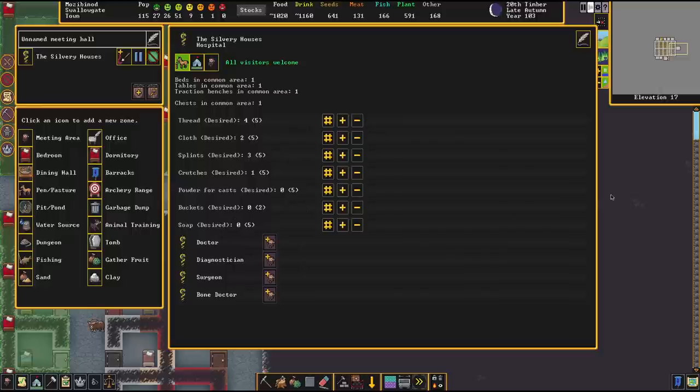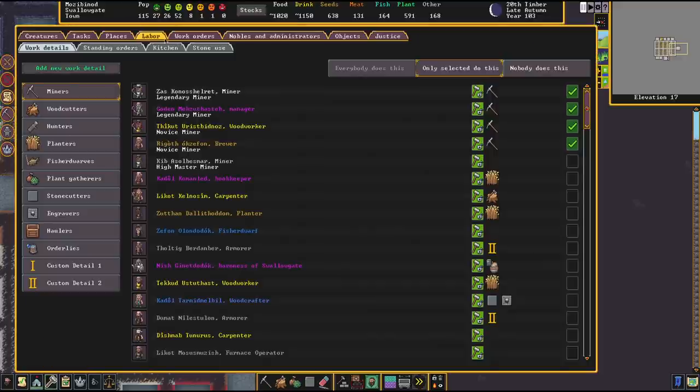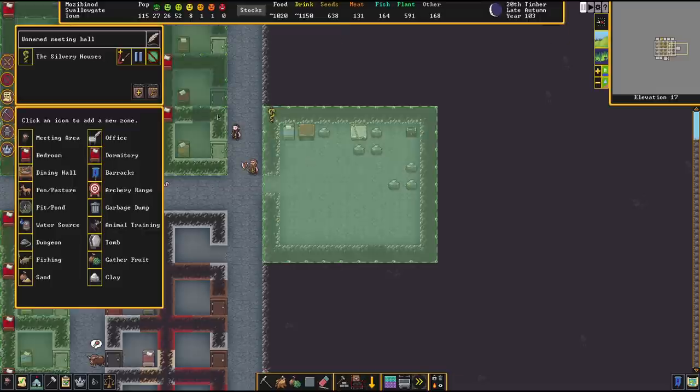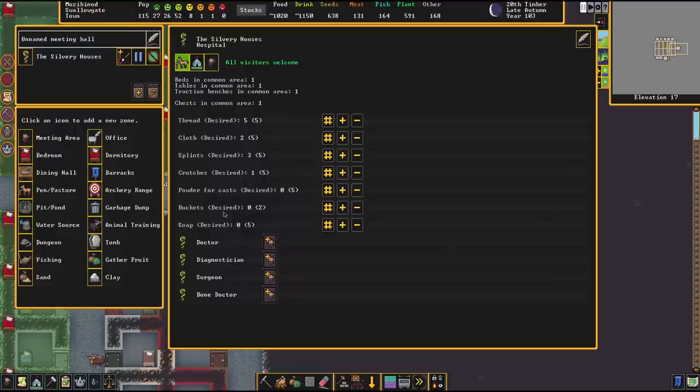These items are all very important except for the powder for casts, because a lot of people actually forgo the powder casts totally and only use splints. So let's talk about where to create these things. Thread is made out of plant fiber or animal wool. Cloth is basically processed thread. Splints can be made at the metalsmith or at the carpenter, just like the crutches. Cast powder can be made at the kiln out of certain stone types. That's alabaster and gypsum and all these, basically everything that has make plaster powder behind it. And then we've got buckets. These can be made out of wood or metal as well. And soap is made at the soap maker.